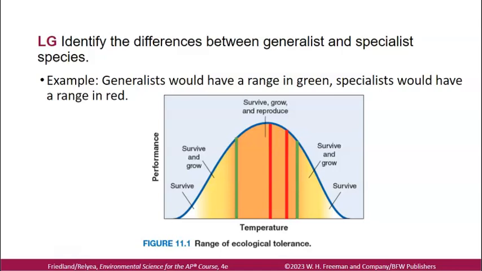Okay, so our generalists can live in a wide range. So you can see on this range of tolerance graph, it's a very general graph. For example, here's temperature. Performance is being able to survive, grow, and reproduce here. And a generalist would have these green bands, so they can survive, grow, and reproduce in more temperature conditions, whereas a specialist might be more limited to a very small temperature range. So that might be an example.